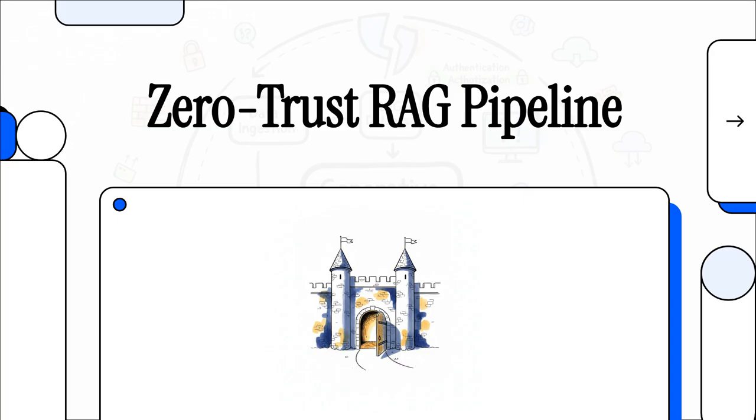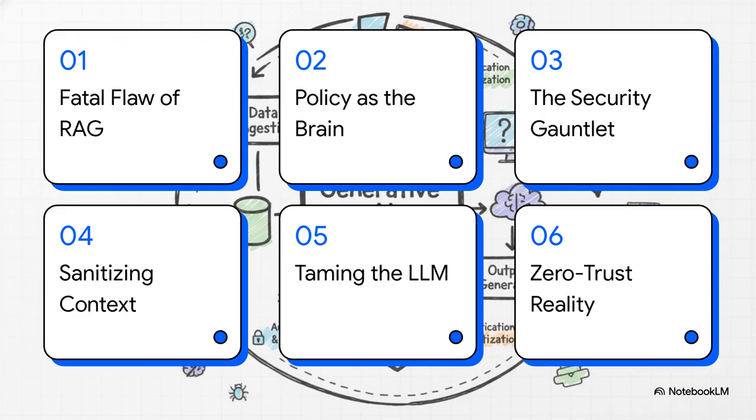We need to start treating your RAG pipeline like a hard security boundary, not just some friendly search system. Here is our architectural game plan for today. We'll hit the fatal flaw of standard RAG, introduce policy as the new brain, and then run a single adversarial query through our high-stakes security gauntlet. Then we'll cover sanitizing context, taming the LLM, and finally, establishing the new zero-trust reality.